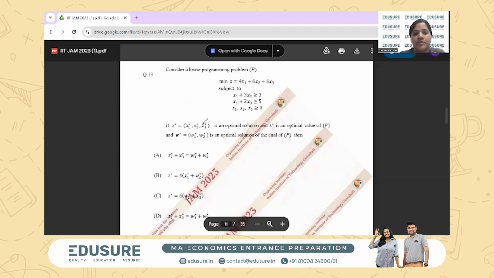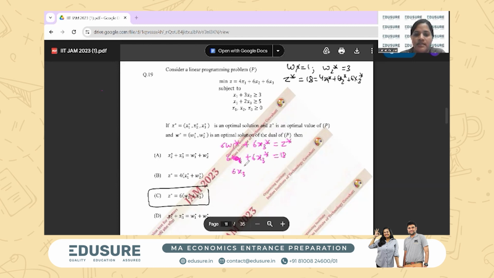Now we will look at the third option in the same way. Again, we will write what we have: w1 star equals 1, w2 star equals 3, and z star equals 18, which is equal to 4x1 star plus 6x2 star plus 6x3 star. Let's start working with condition C: 6w1 star plus 6x3 star equals z star. That means 6 times 1, which is 6, plus 6x3 star equals 18. So 6x3 star equals 12, which means x3 star equals 2.